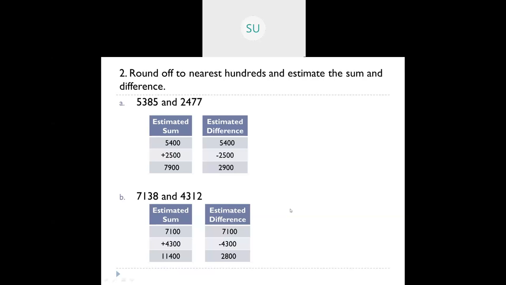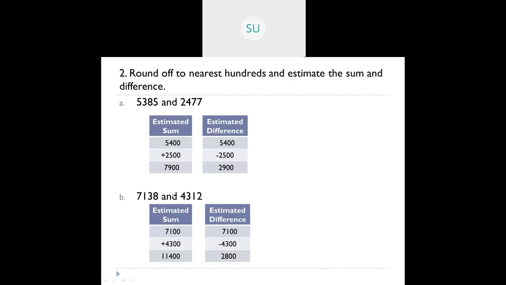Alright, so question B, 7138 and 4312. So here, to find the estimated sum, first we'll round off the numbers to the nearest hundreds. So rounding off to the nearest hundreds, 7138. Okay, so 3 is there in the tens place. So since it's less than 5, the 1 will remain as 1. So it is 7100. And 4312, when you round it off to the nearest 100, it will become 4300.